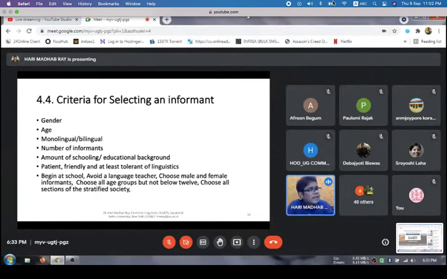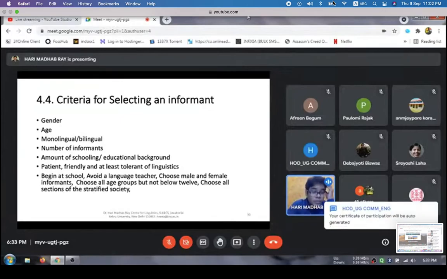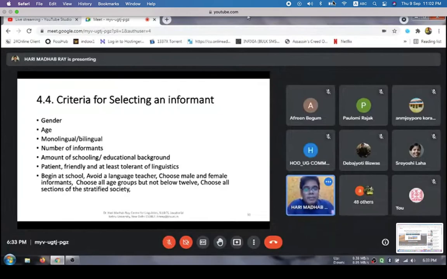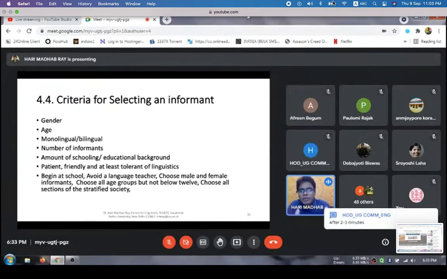Especially at times we go to the field, we go to the schools or the colleges because we get many students and also teachers, but initially we try to avoid teachers because teachers are preachers, they keep on preaching also. So we do not need preachers, but rather we need informants. Also choose male and female informants both, and all age groups, but not below 12. Even less than 12 is also good, depending on which area you are working on.